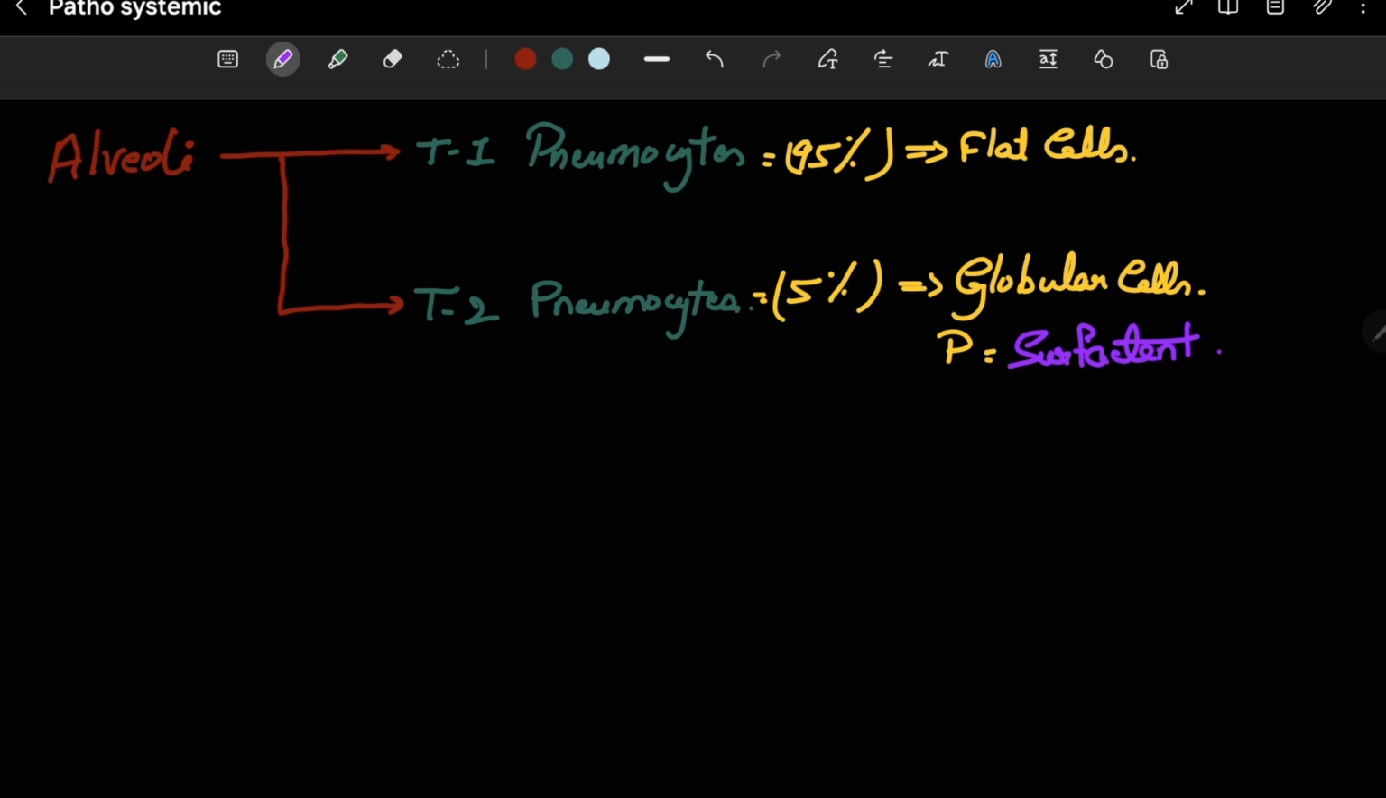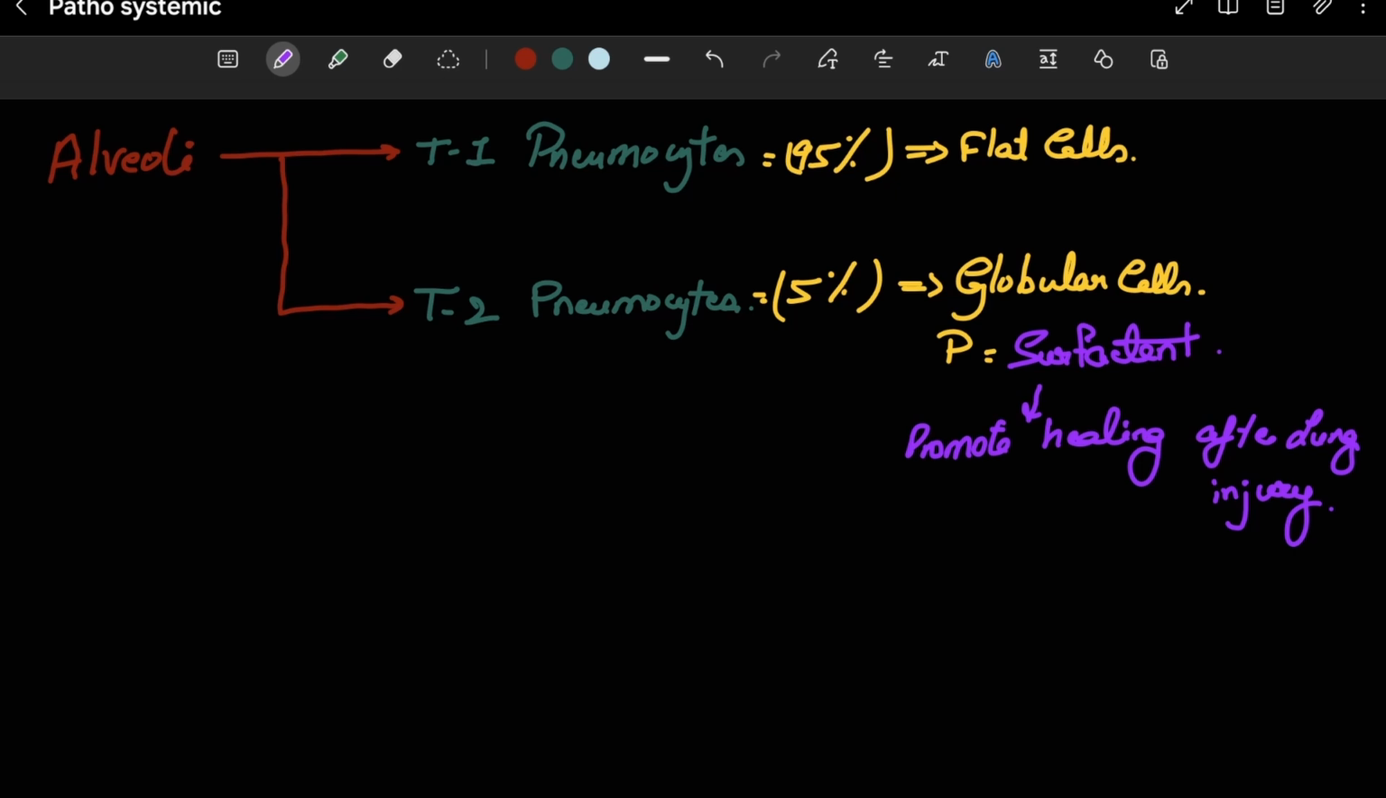They promote healing after lung injury. For example, if the lung undergoes any kind of injury, this surfactant is used for curing, and also it is an expander of the lungs.